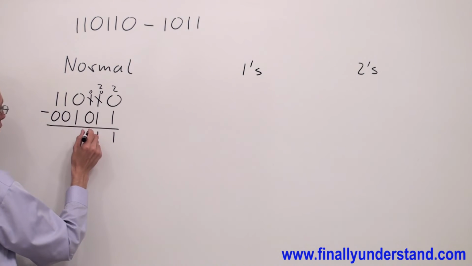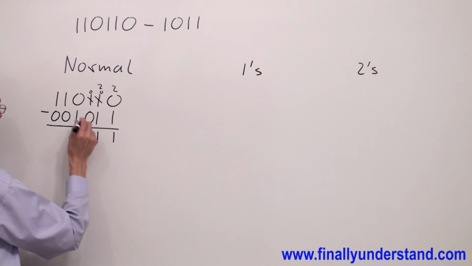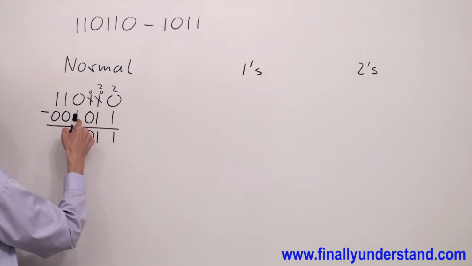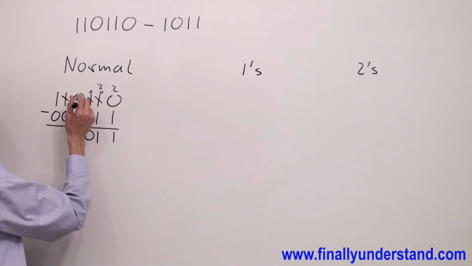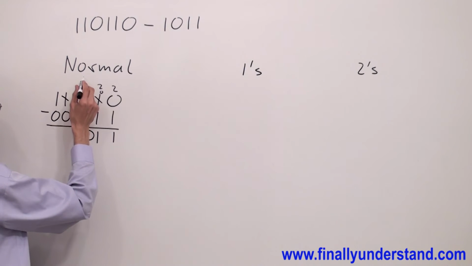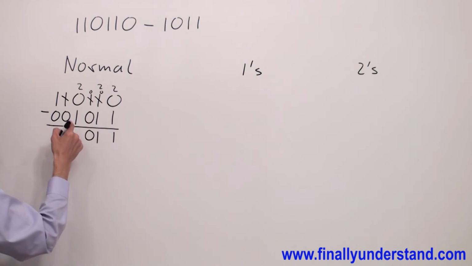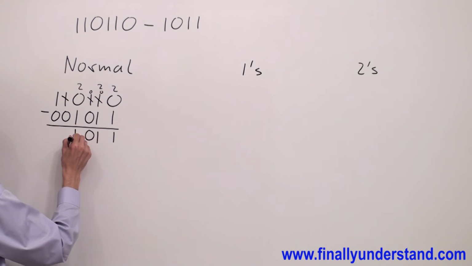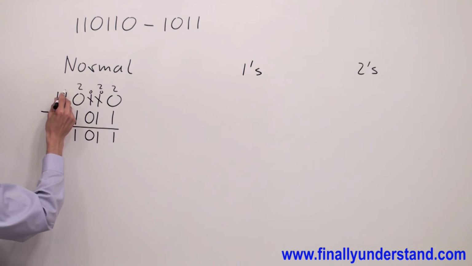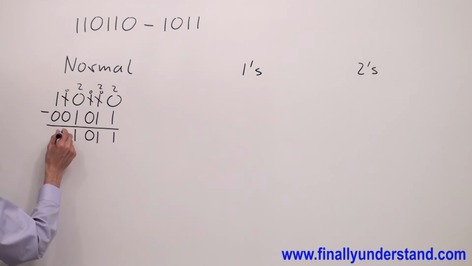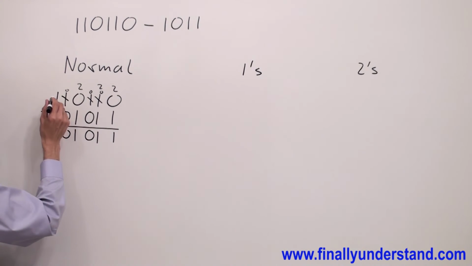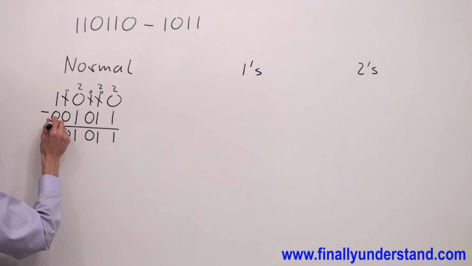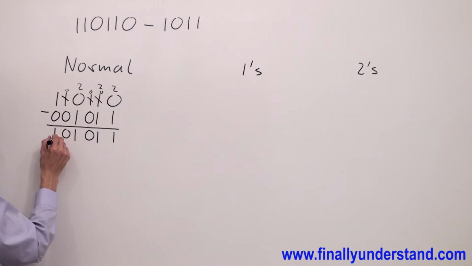0 minus 0 gives me 0. Again, I cannot subtract 1 from 0, I have to borrow 1 from this bit, and I'm going to have 2 over the next one. 2 minus 1 is equal to 1, and this is 0. 0 minus 0 gives me 0, and 1 minus 0 is 1.